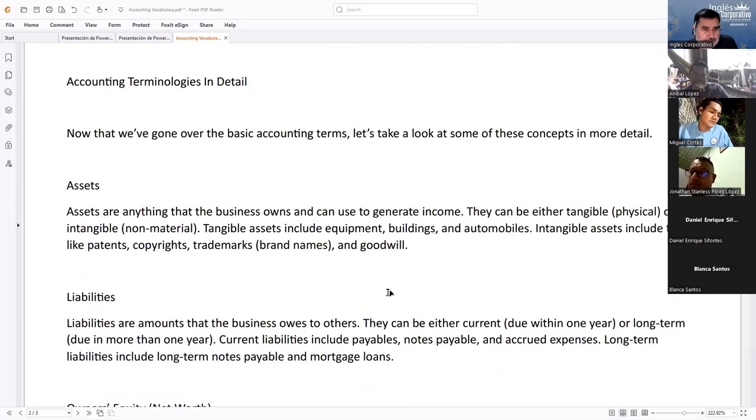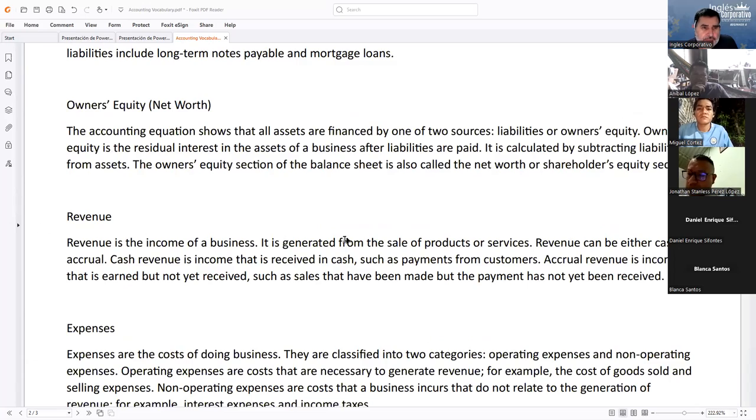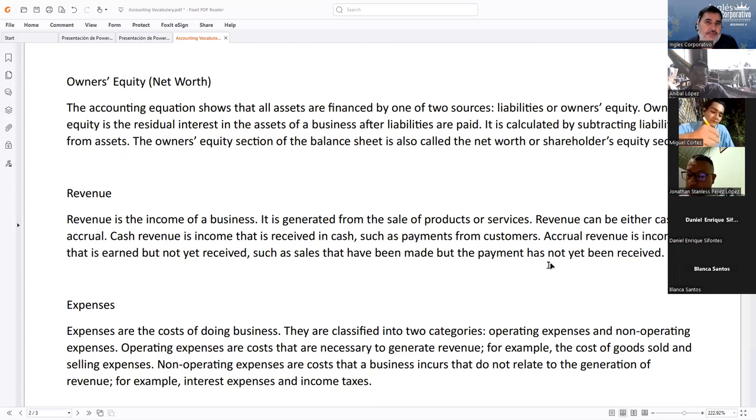Okay, other terms, revenue. What is a revenue? Taxes. You have to pay taxes to the government, right? But it says here, revenue is the income of a business. It is generated from the sale of products or services. Revenue can be either cash or accrual. Cash revenue is income that is received in cash, such as payment from customers. Accrual revenue is income that is earned but not yet received, means acreedores, right? So, I mean that you will receive it, but you haven't received it yet. Supposedly you have it, but you haven't been paid yet, okay?